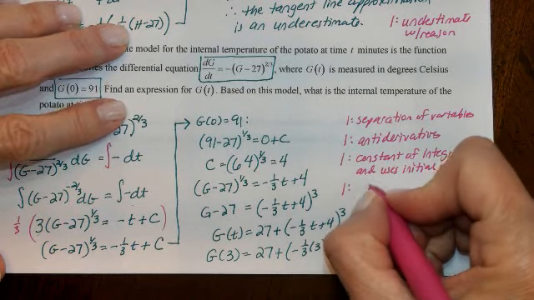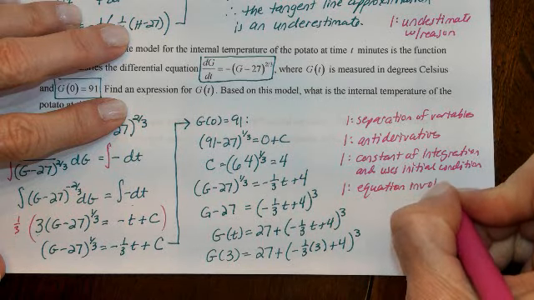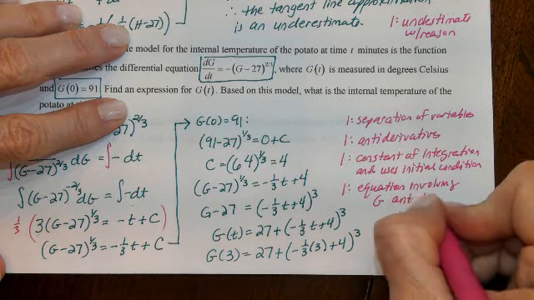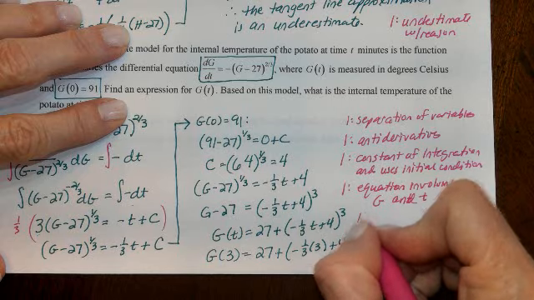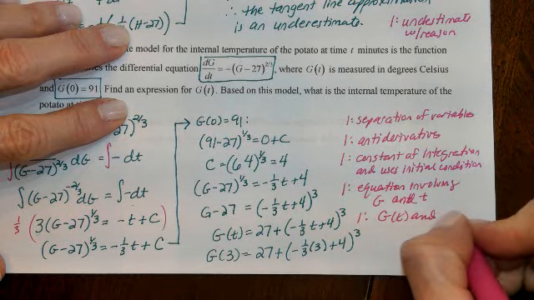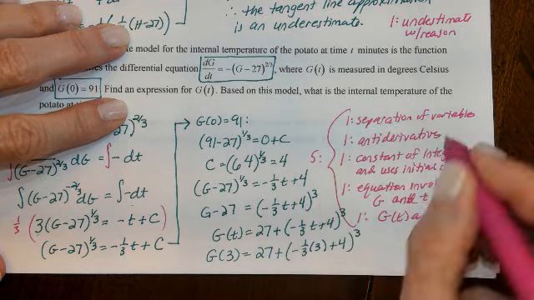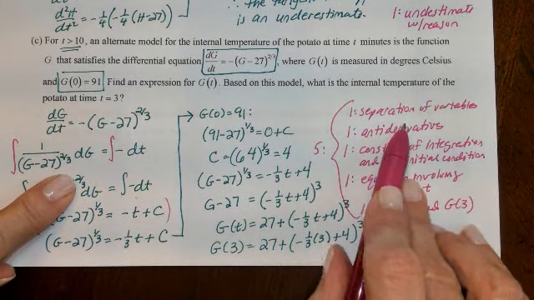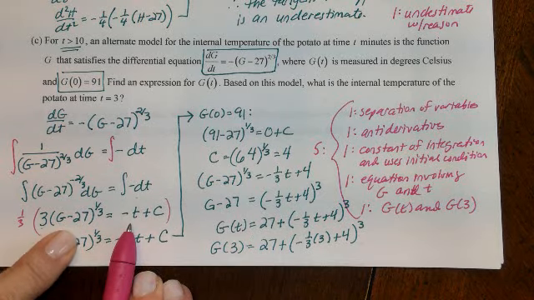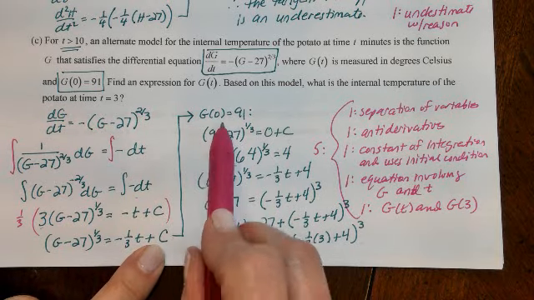1 point for the equation involving g and t, and then 1 point for g of t and g of 3. So those were your 5 points. So again, 1 point for separating, 1 point for your antiderivatives. Here were our 2 antiderivatives. 1 point for the constant of integration and uses the initial condition.